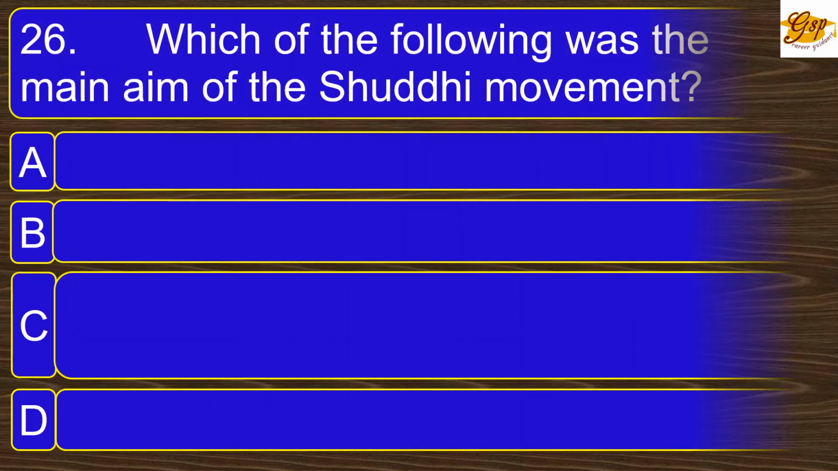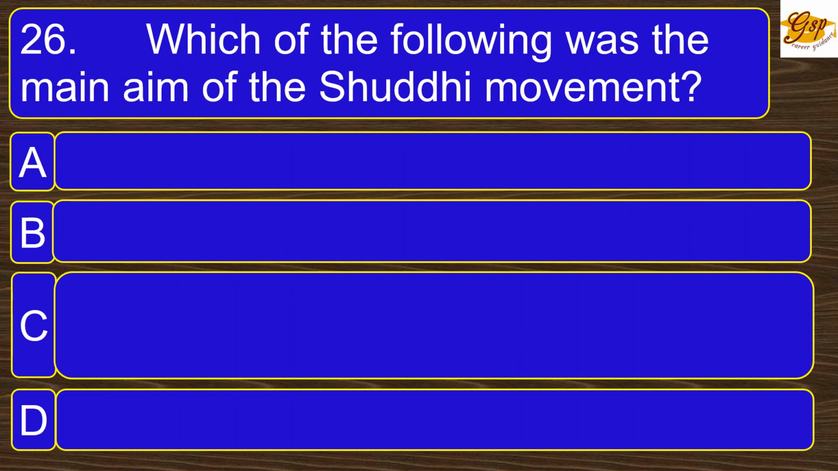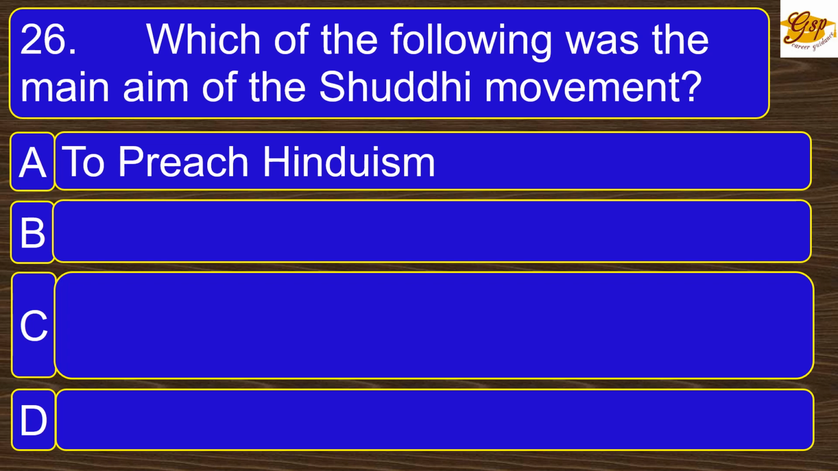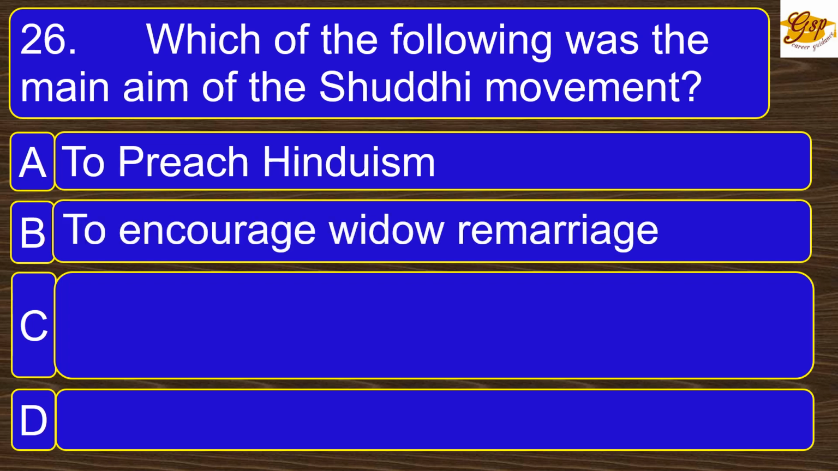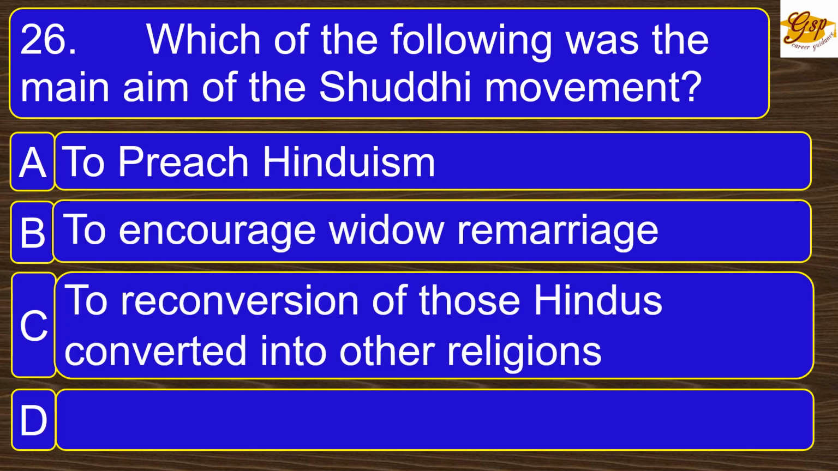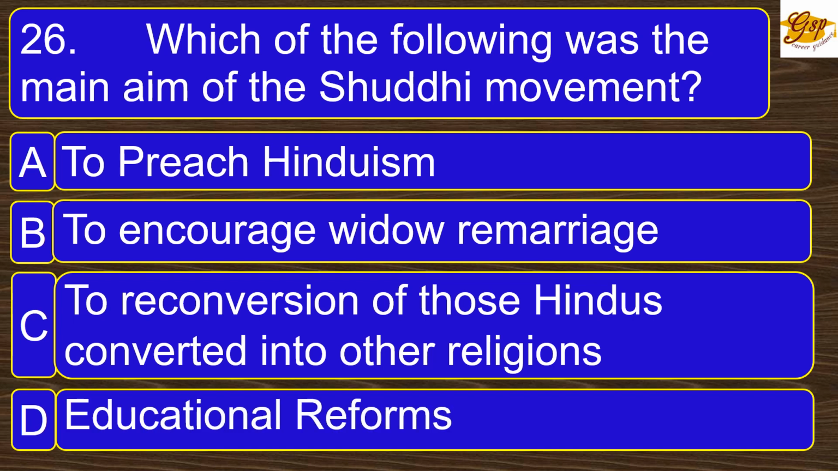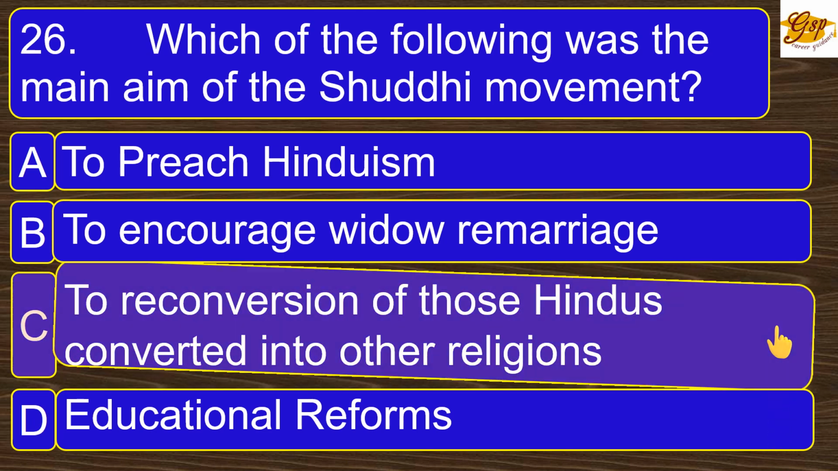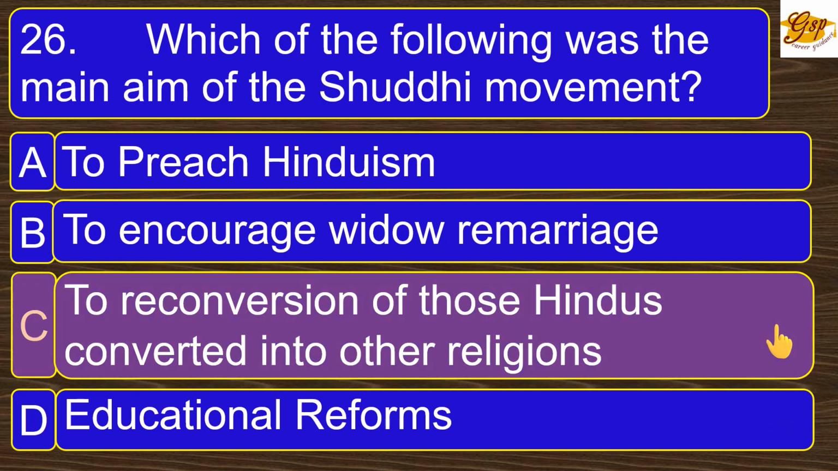26th question. Which of the following was the main aim of the Suddhi movement? A. To preach Hinduism. B. To encourage widow remarriage. C. To reconvert those Hindus converted to other religions. D. Educational reforms. The correct answer is C. To reconvert those Hindus converted into other religions.